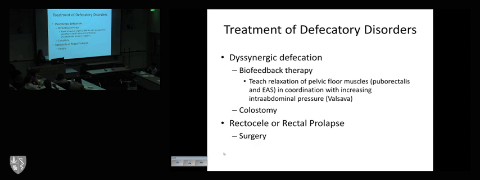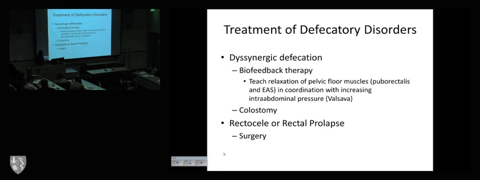The dyssynergic defecation you treat with biofeedback therapy. So there have been studies using antispasmodics, looking at Valium, to see if just relaxing the body in general will help with pelvic dyssynergia, and it's really not effective. Biofeedback consistently has been found to be effective in treating dyssynergic defecation, and what you're doing is you're teaching the individual to relax the pelvic floor, specifically the puborectalis and the external anal sphincter, and then coordinating with the increasing abdominal pressure without increasing the gluteal muscles.